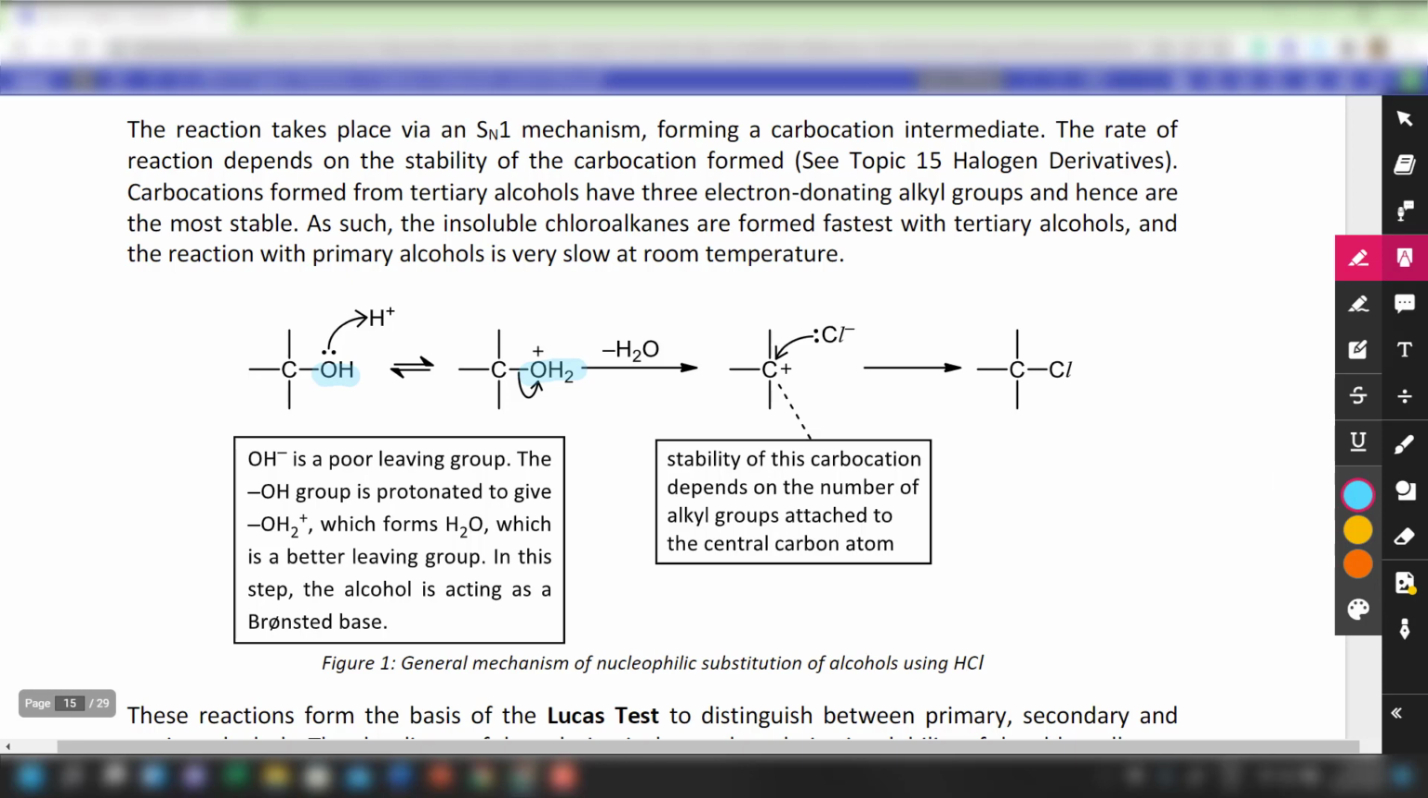So the oxygen gains a +1 formal charge, and then after that it's lost as water, and then of course after that the chloride will then come in to attack the carbocationic carbon.